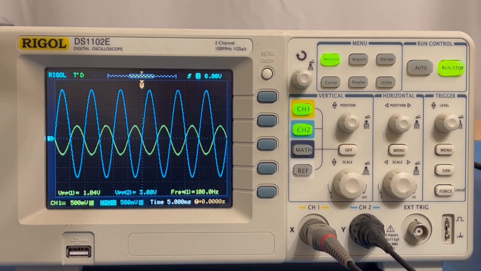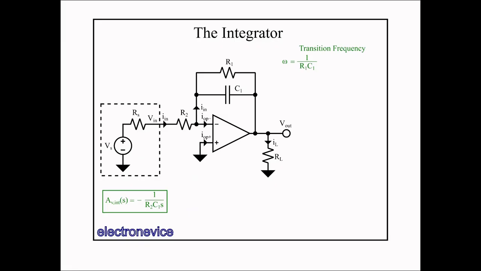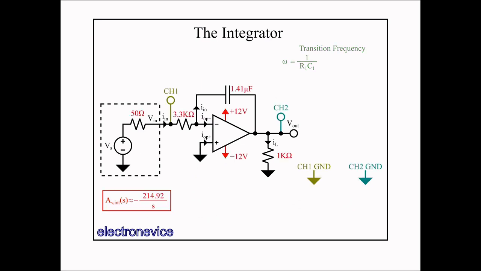Now that we've covered the inverting amplifier, we'll move on to the integrator circuit. Here we have the general circuit for the integrator with the feedback resistor. And now with R2 set to 3.3K and three 470 nanofarad capacitors in parallel to make the 1.41 microfarad feedback capacitor.